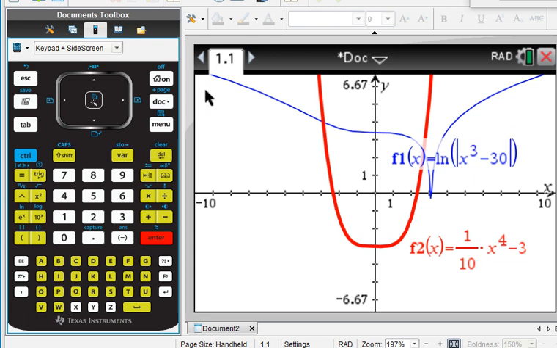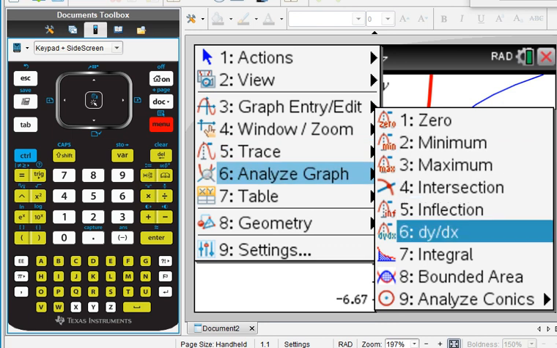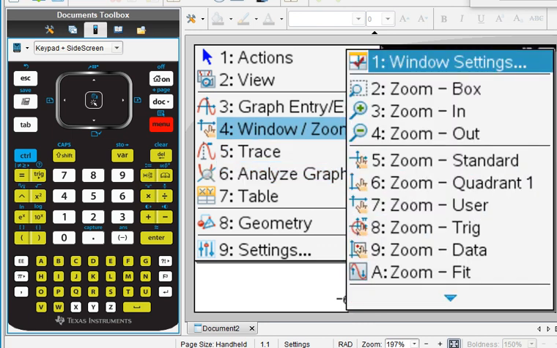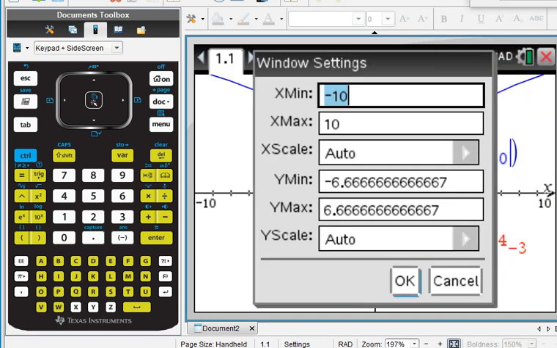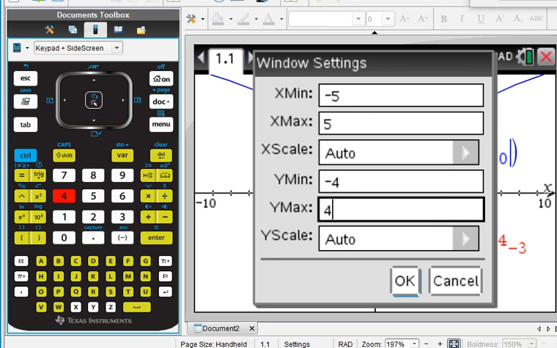Again, to change the window size, menu, analyze graph. You don't have to change it, but, window zoom, window settings. And then you can go -5 to 5 on the X min/max if you want to zoom in on it, and remember the negative out in front is with the parentheses there. -4 to 4 on the Y min/max. Zoom in a little more.